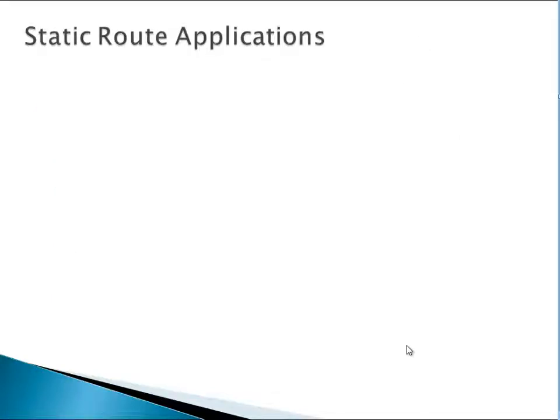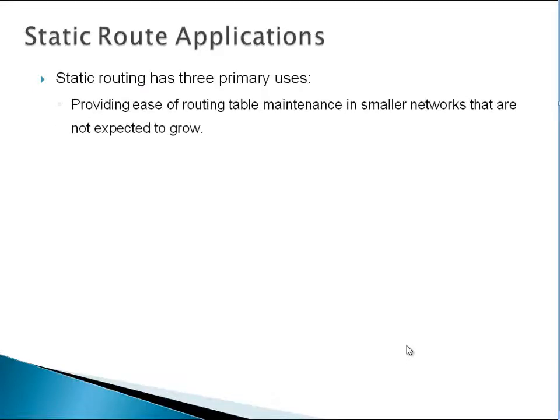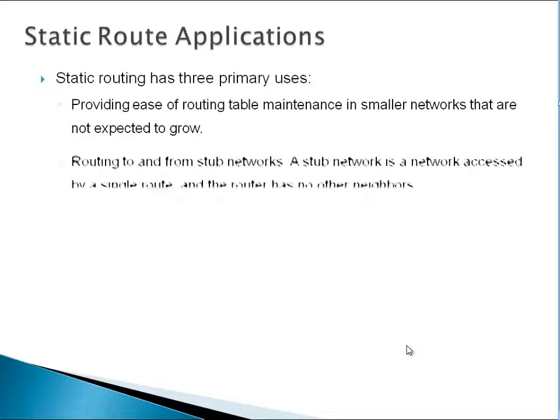Static routing applications. Static routing has three primary uses. First, providing ease of routing table maintenance in small networks that are not expected to grow. If it's a small network like a home network, then it's preferred because it doesn't expect to grow and we don't need to waste CPU cycles for dynamic routing.